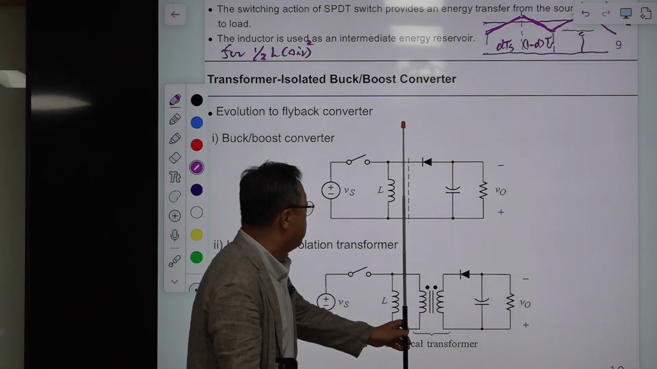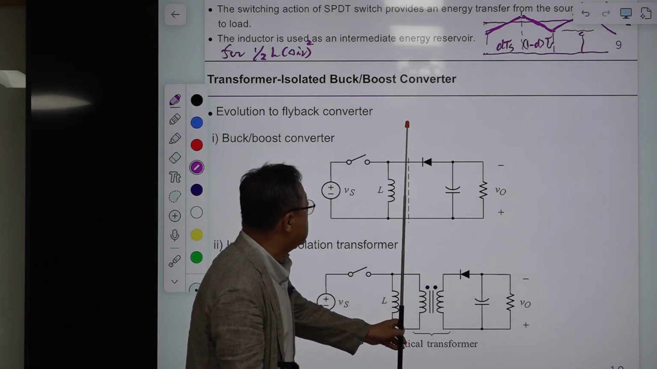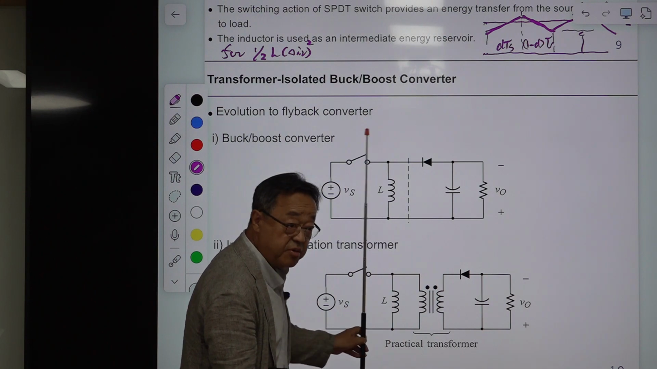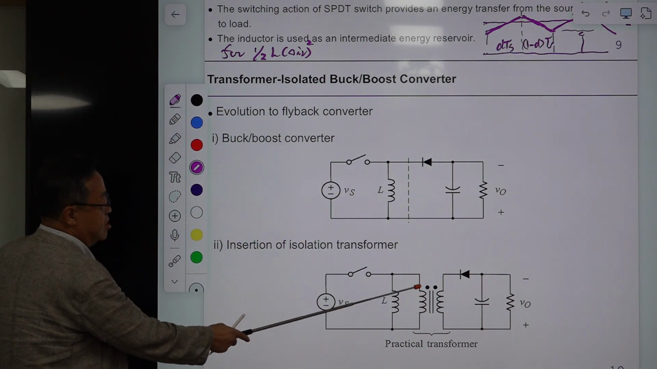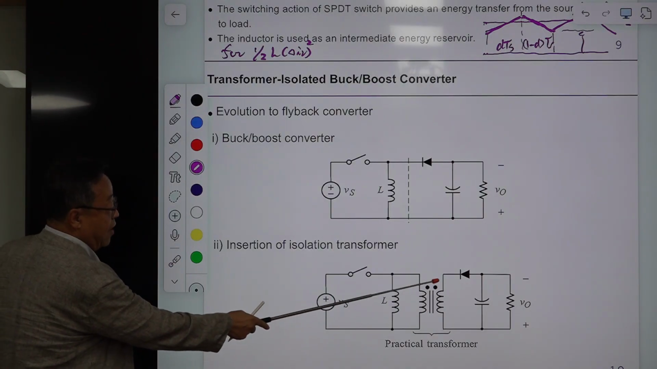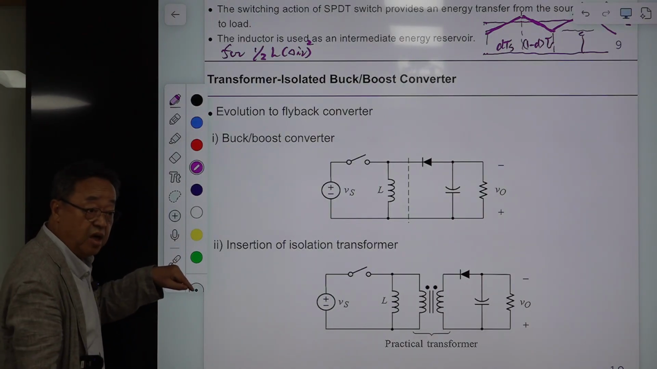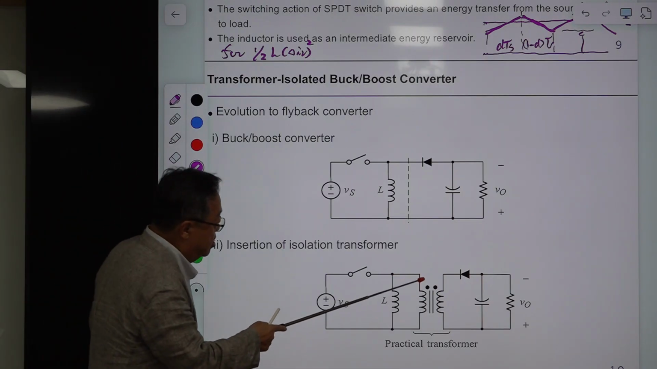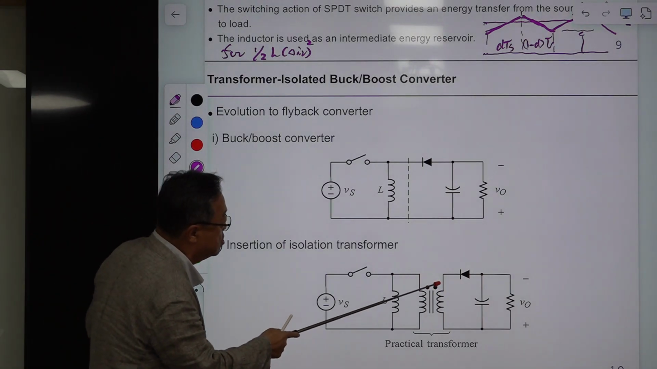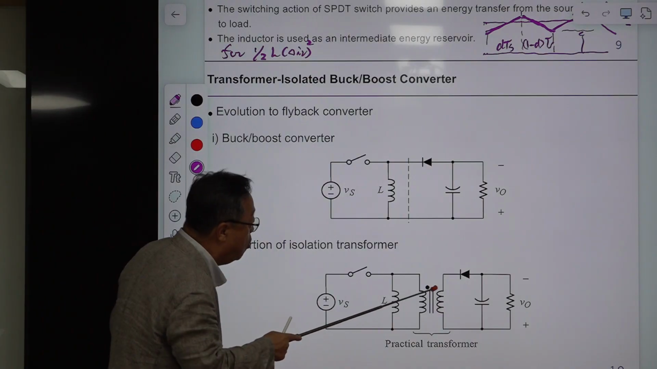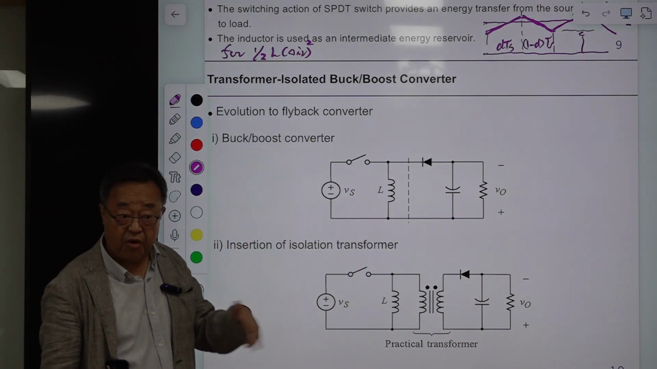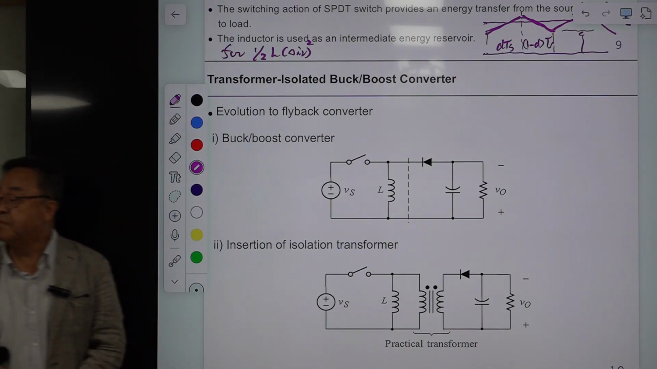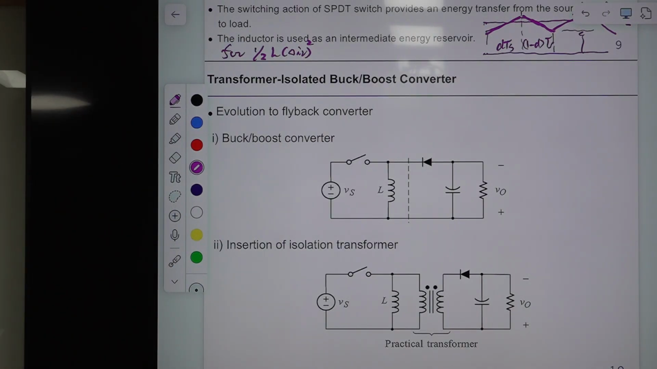Suppose we insert the transformer here. It's the same as inserting it here, because this is the same node. So the practical transformer is inserted here. This is a dot. You know what that means: if the current enters the dotted terminal, then the same current should come out of the dotted terminal of the secondary winding. That is the definition of the dot. So the practical transformer is inserted here.